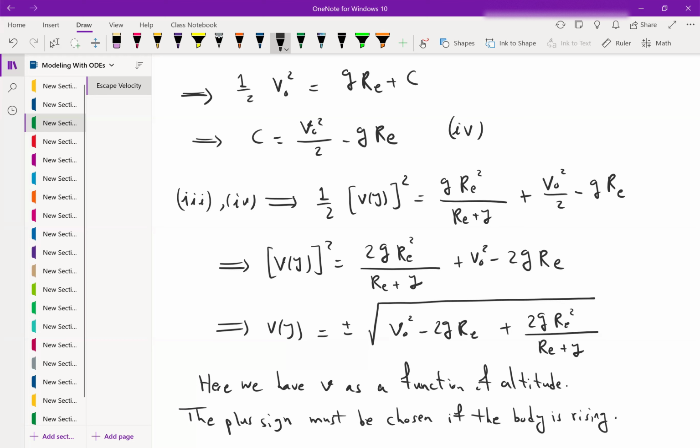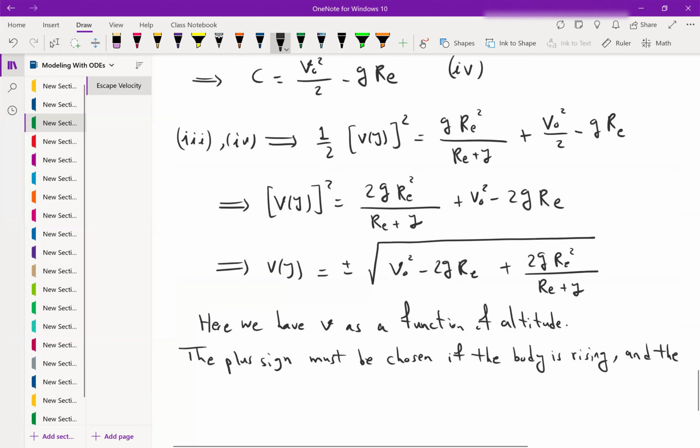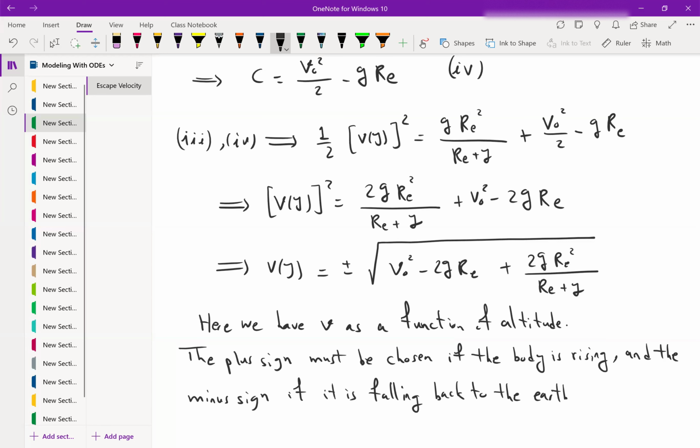And the minus sign if it is falling back to the earth. So in a sense, we answered the first part of our question, which was about velocity.